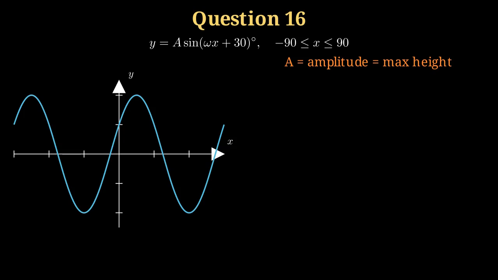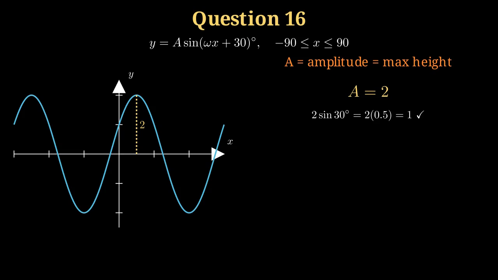First, the amplitude. The amplitude is the maximum height the wave reaches above the middle line. For a sine curve, that's exactly the value of a. Reading the graph, the peaks sit at y equals 2, and the troughs at y equals minus 2. So the maximum height is 2, which means a equals 2.